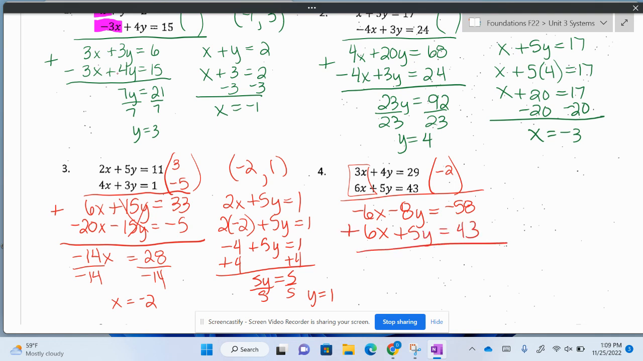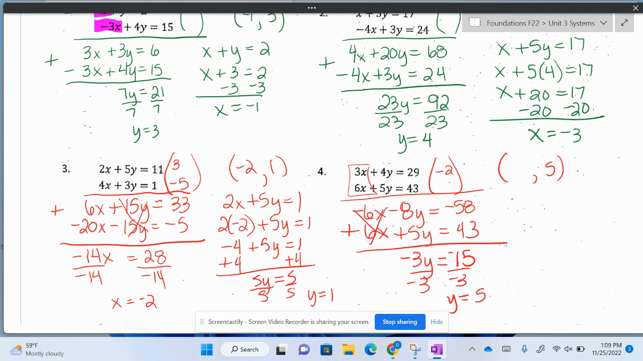Add my equations together. My x's cancel out. Negative 8 and a positive 5 give me a negative 3y. Negative 58 and a positive 43 give me negative 15. Divide both sides by negative 3, and I find out that y equals 5.